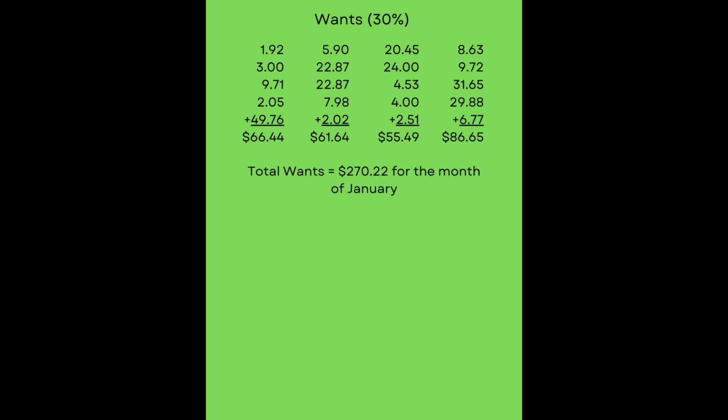Now for our wants we have a total of 20 transactions, and again looking at the 50-30-20 rule, our wants should be at or below 30%. On this slide we have 4 columns showing the total number of transactions. The first column equals $66.44. The second column equals $61.64. The third column equals $55.49. The fourth column equals $86.65. Bringing our total wants to $270.22 for the month of January.